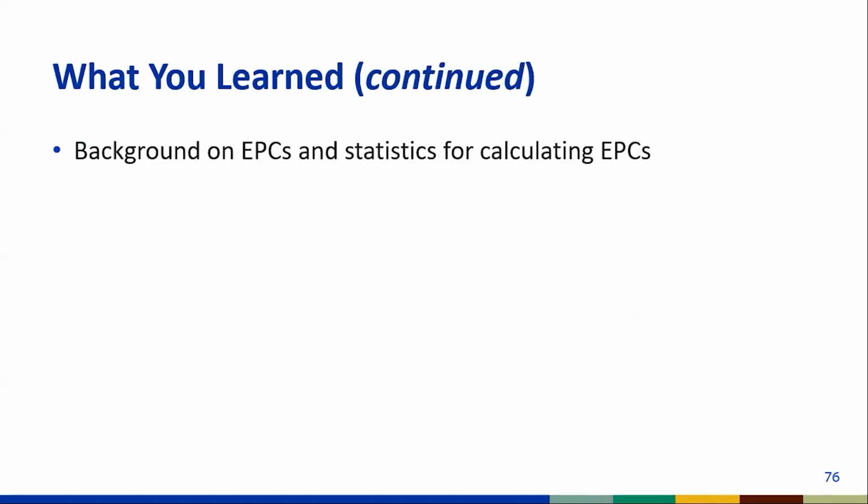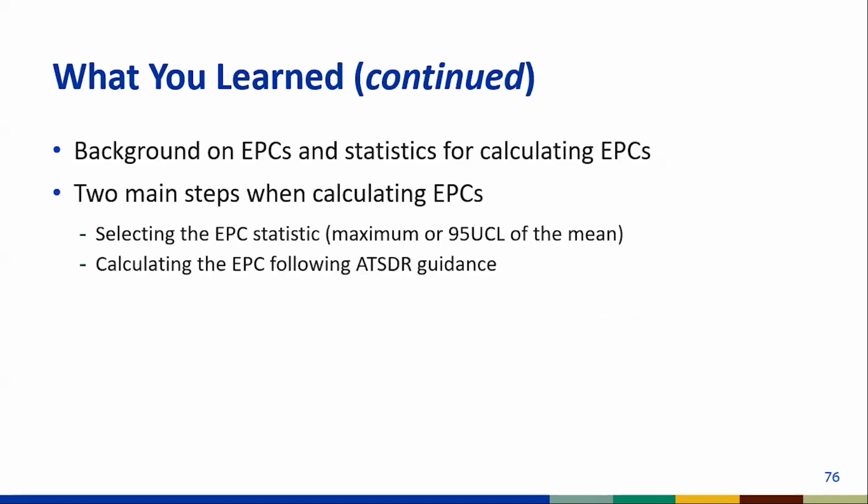We started the webinar with an overview of EPCs and the statistics that are used for calculating them. We then learned that there are two main steps when calculating EPCs. The first step is to use ATSDR criteria to select the appropriate EPC statistic, whether that be the maximum detected concentration or the 95 UCL. The second step is to use the EPC tool, which automatically incorporates ATSDR's EPC guidance to calculate the EPC.